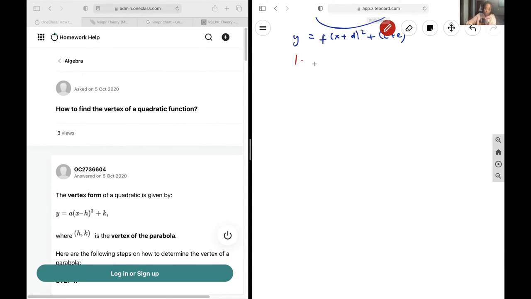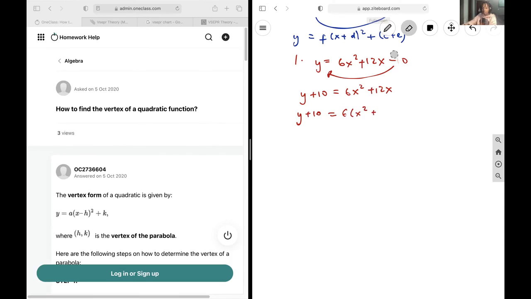Let's say we're given the equation y is equal to 6x squared plus 12x minus 10. So first off, we're going to bring the number on. So y plus 10 is equal to 6x squared plus 12x. Next, we want to remove any common factors. So y plus 10 is equal to 6 into x squared plus 2x.